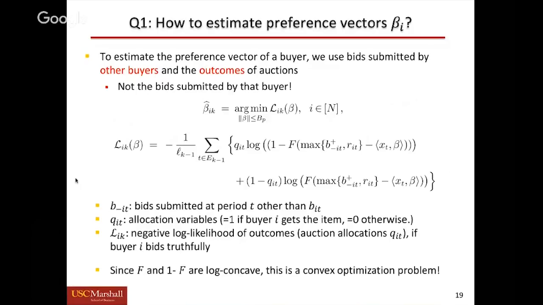The important messages so far are that we are getting robustness against a strategic buyer, first, through the episodic structure of the policy and using that the buyers are impatient. And the second is that when we are trying to estimate the preference vector, we don't use the bids coming from that buyer. We just look at the outcomes of the auctions. So these q_it are like this censored version.